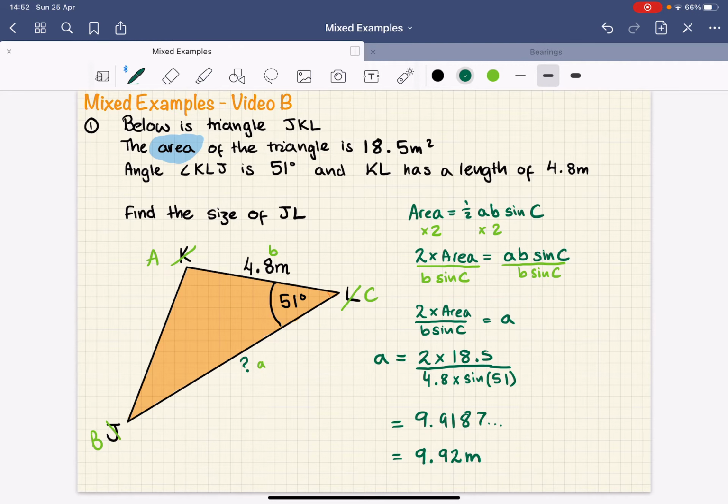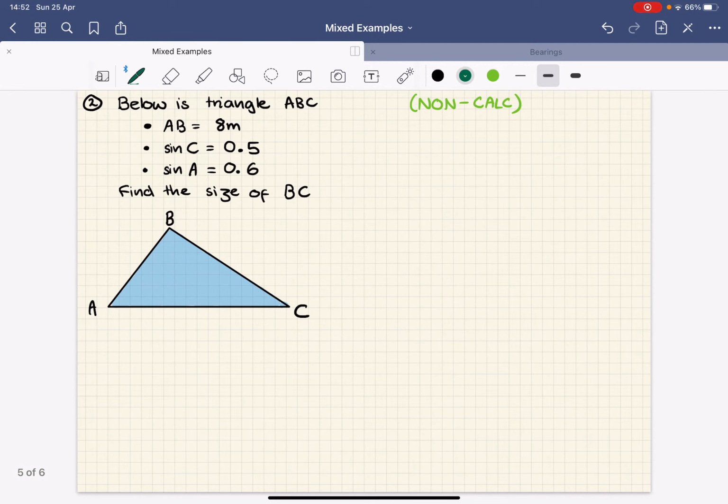Okay, let's take a look at the next one then. So here we've got below is triangle ABC. AB equals 8 meters, sine C equals 0.5, and sine A equals 0.6. Find the size of BC, and we are told this is a non-calculator question.